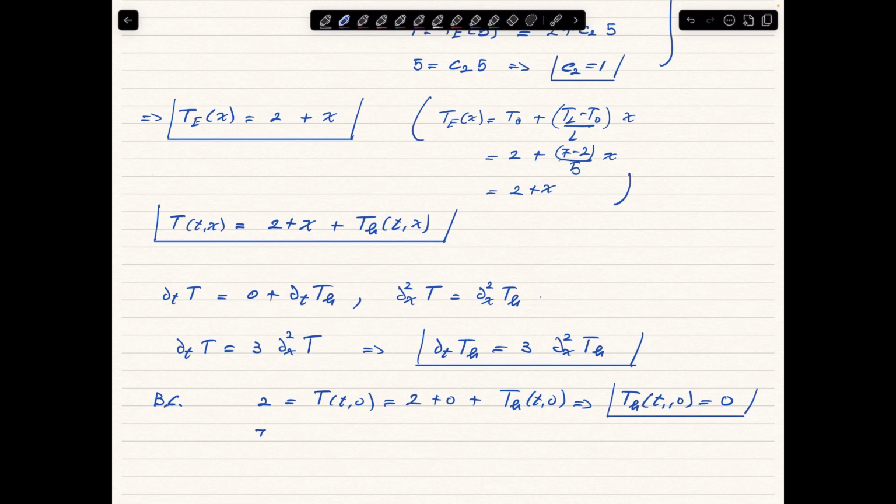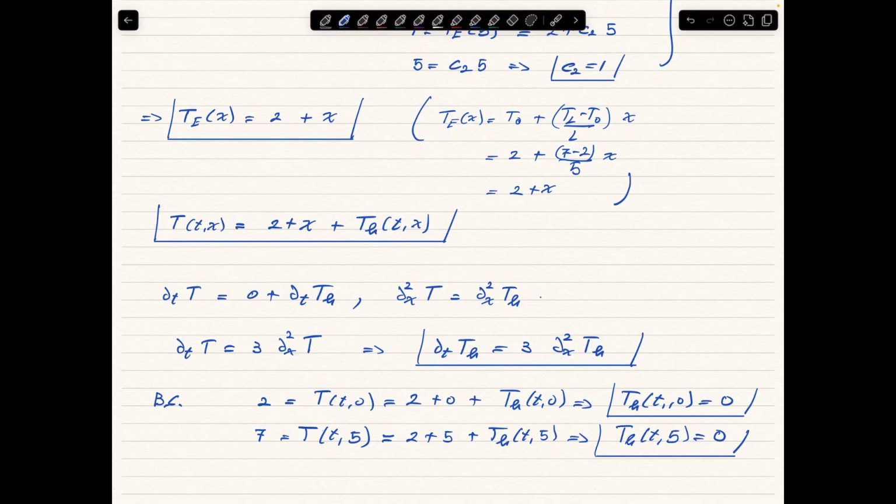And then the other boundary condition is the temperature at x equals 5. If we put 5 here, we are going to end up with 2 plus 5 plus the temperature TH at 5. Well, the boundary condition on the other side, for the function TH at x equals 5, is also 0.